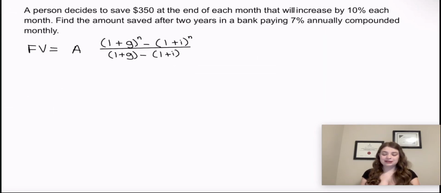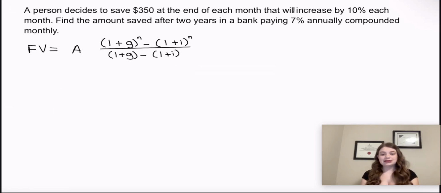So today we are going to be answering this question related to figuring out the future value of geometric progression, also known as a geometric gradient. It says a person decides to save $350 at the end of each month that will increase 10% each month. So, first month they're going to set aside $350, then $350 plus 10%, and then the next month $350 plus 10% plus another 10%, and so on, right?